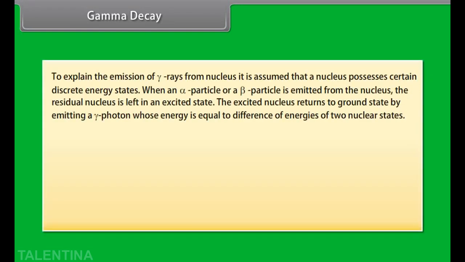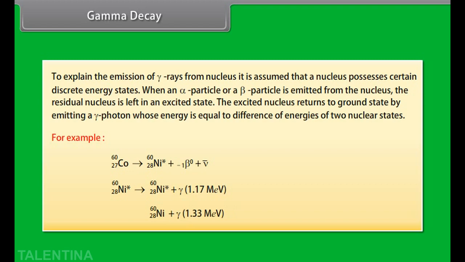Gamma decay. To explain the emission of gamma rays from nucleus, it is assumed that a nucleus possesses certain discrete energy states. When an alpha particle or a beta particle is emitted from the nucleus, the residual nucleus is left in an excited state. The excited nucleus returns to ground state by emitting a gamma photon, whose energy is equal to the difference of energies of two nuclear states. For example, cobalt nucleus with mass number 60 and atomic number 27 transforms into nickel nucleus with mass number 60 and atomic number 28 in its excited state. The excited nickel nucleus returns to ground state by emission of two successive gamma photons of energies 1.17 MeV and 1.33 MeV.